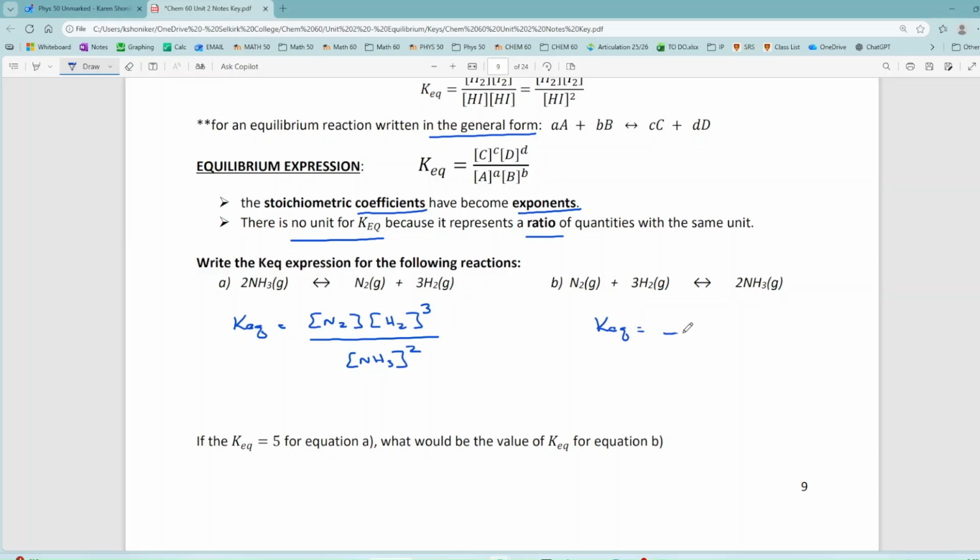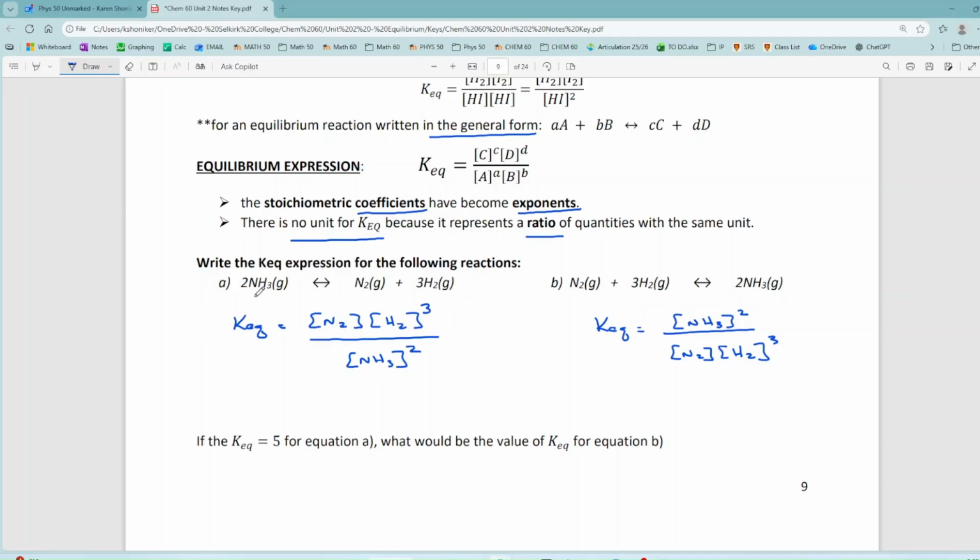So for this one, I hope you noticed that I just flipped the reaction around. So this time the ammonia is going to go on the top. So it's going to be the ammonia squared divided by the nitrogen times the hydrogen cubed. So we haven't put numbers into here yet, but I just want to kind of plant the seed in your head that reactions are reversible.